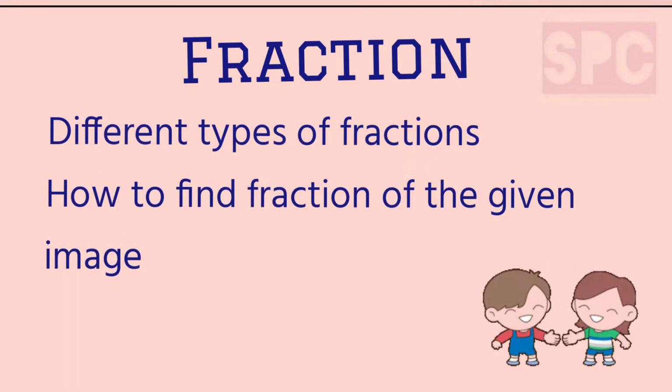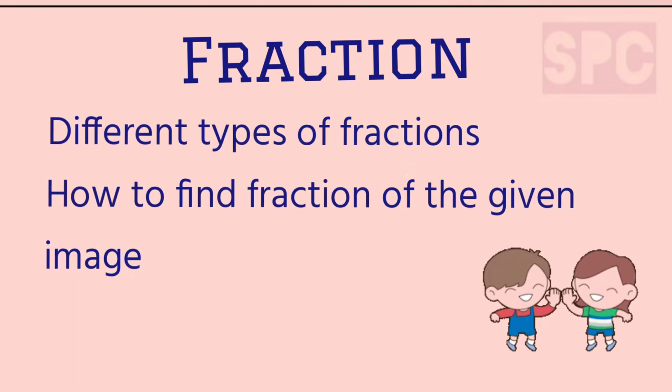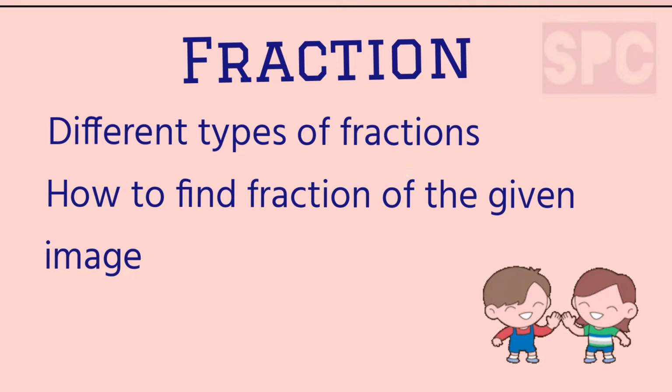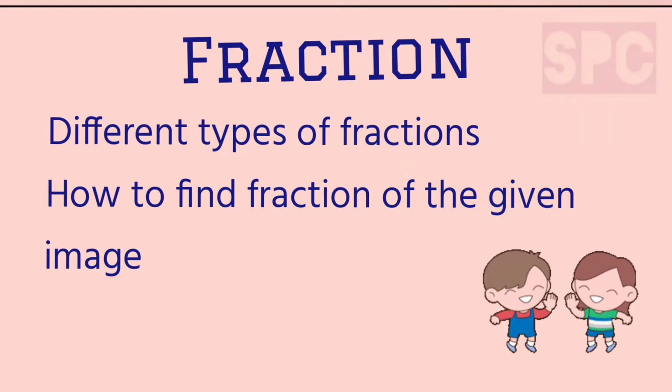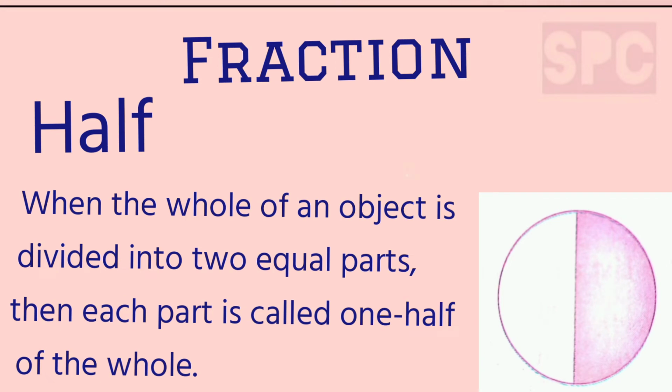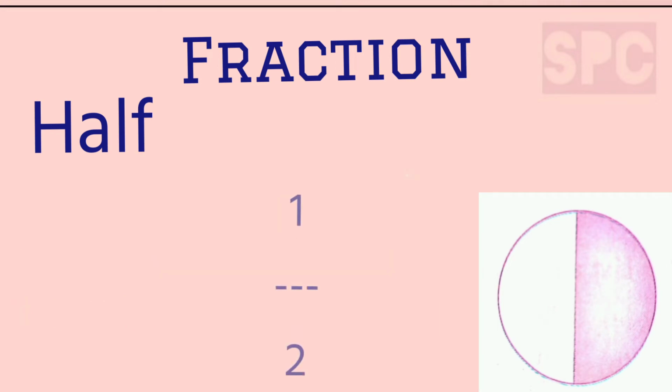Now, let's understand what the different types of fractions are and learn how to represent them in terms of numerator and denominator and also in the form of pictorial representation. First is half. When the whole is divided into two equal parts, then each part is called a half. It is written as 1 by 2. For example, in this picture the circle is divided into two halves. So each half of the circle will be represented as 1 by 2.